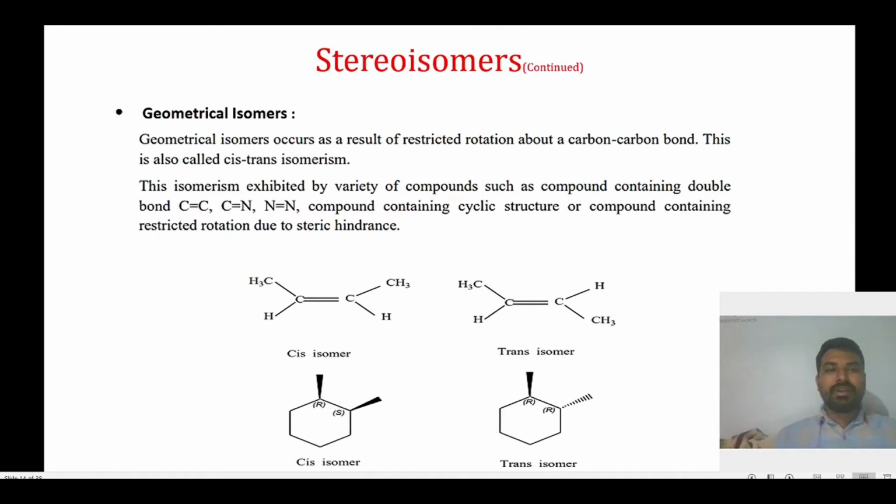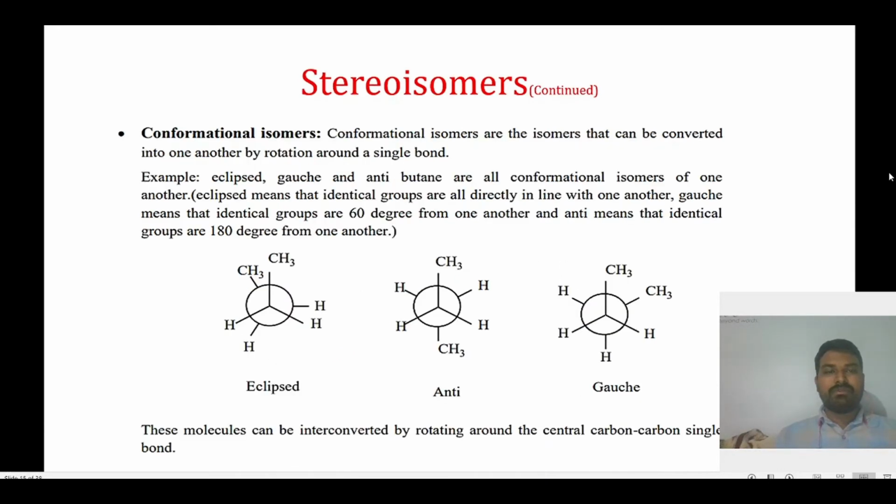Geometrical isomers. Geometrical isomers occur as a result of restricted rotation about a carbon-carbon bond. This is also called cis-trans isomerism. This isomerism is exhibited by a variety of compounds, such as compounds containing double bonds, that is carbon-carbon, carbon-nitrogen, and nitrogen-nitrogen double bonds, compounds containing cyclic structures, or compounds containing restricted rotation due to steric hindrance. This is the cis isomer and this is the trans isomer. These are the examples which I have given over here.